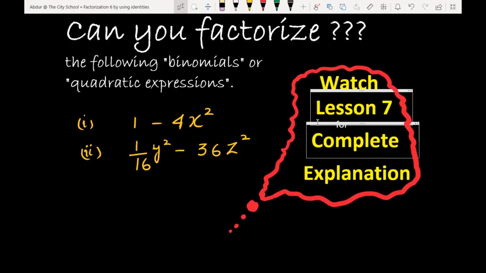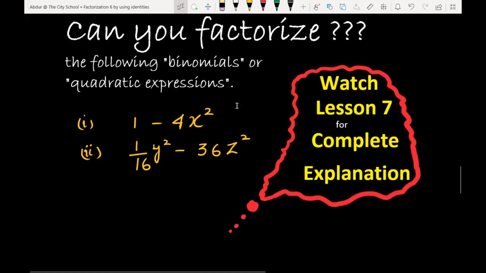I hope you have understood how to factorize a quadratic expression by using identities when the first term and the last term are perfect squares. If you are still not able to factorize these types of questions, you can watch lesson number 6 again and again.